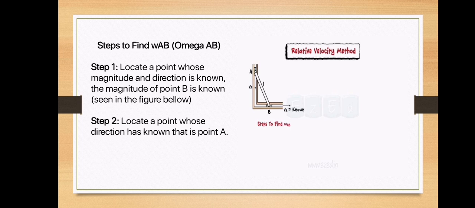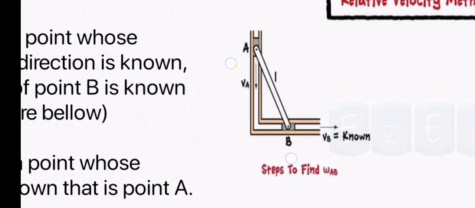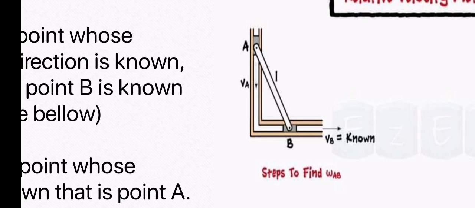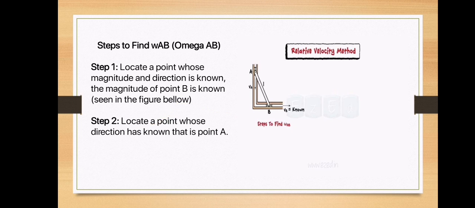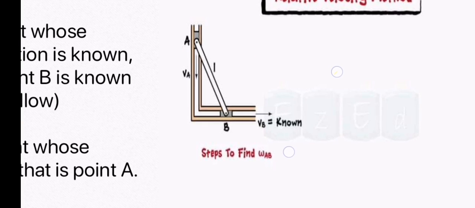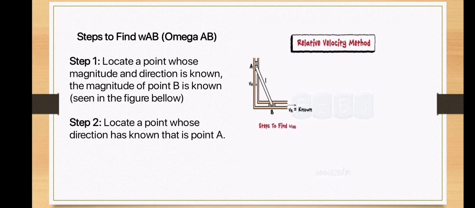These are the steps on how to find omega AB, given the figure with pin A and pin B. Step 1, locate a point whose magnitude and direction is known. The magnitude of point B is known. So sa figure, known daw ang point B. Step 2, locate a point whose direction is known, that is point A.